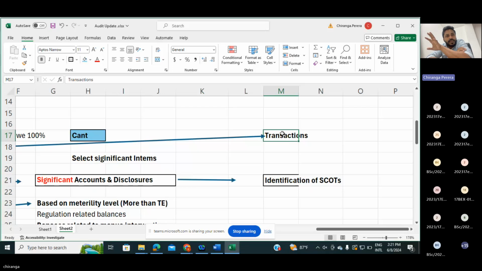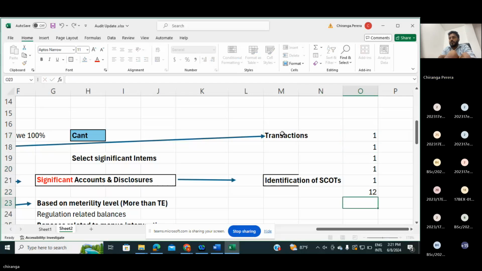Because of this transaction set, we are having significant accounts and disclosures here. So as auditor we have to audit this. What we have to do is, we have a list of transactions, and based on the characteristics of the transactions, we are going to identify classes of transactions. Classes of transactions. We have millions of transactions now, right?